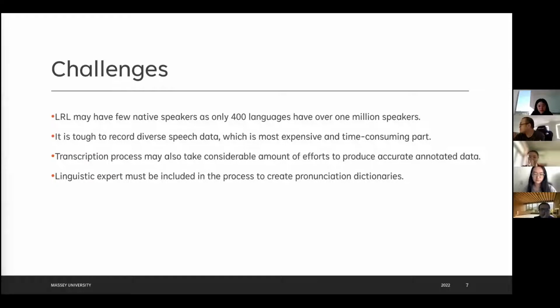So there are many challenges presented while we are developing low resource systems for ASR applications. The biggest challenge for building an ASR system for a low resource language is scarcity of labeled data. We have data, but we don't have labeled data. So labeled data is very important here.